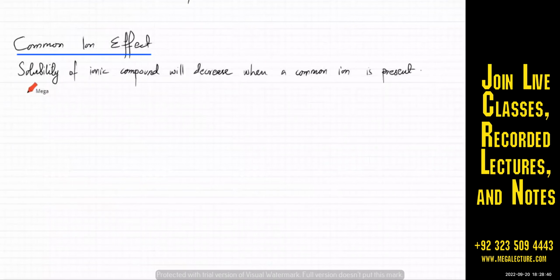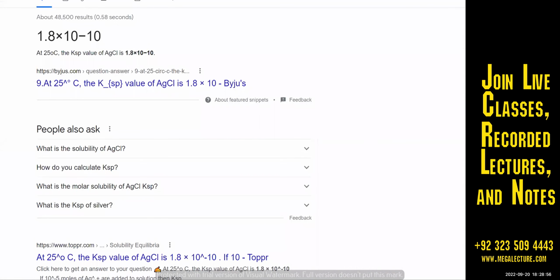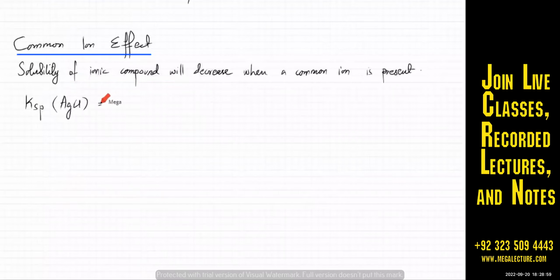So let's try and do the first part, which is I've got Ksp of AgCl, and they're telling me that this value is 1.8 times 10 power minus 10, and that's going to be mole squared dm to the power minus 6. So first thing is I'm going to try and figure out what the solubility is.